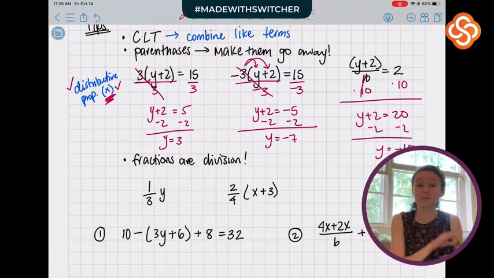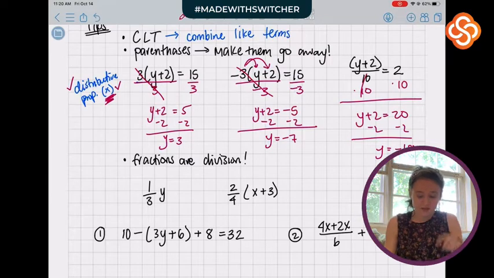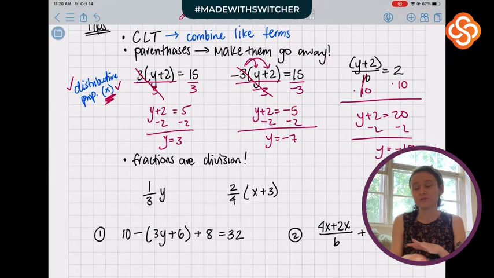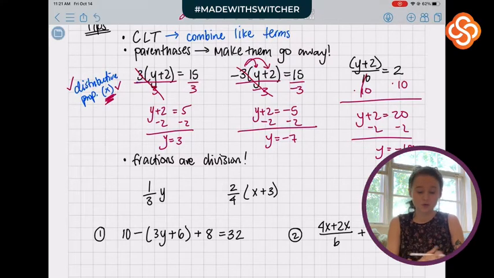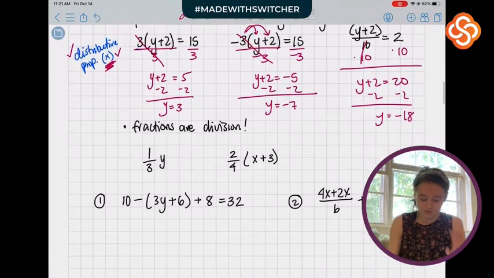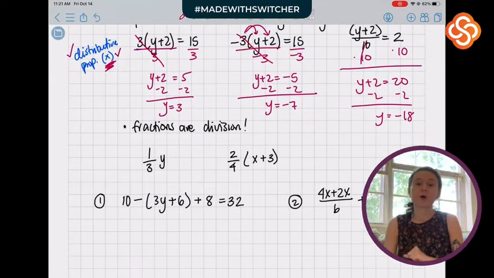You want to deal with them ASAP. The last thing to remember is fractions are division. So a lot of people see fractions in a problem and they're like, oh my God, I can't. So just remember that they're division. So I just want to show you before we get to it. Let's say you have 1/3 y. And you're like, what do I do?